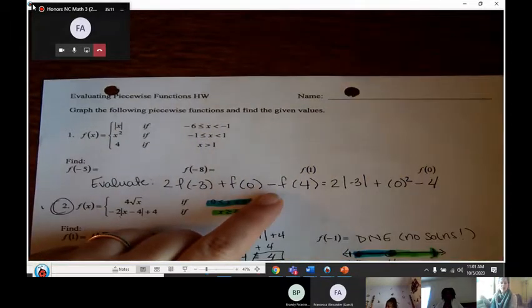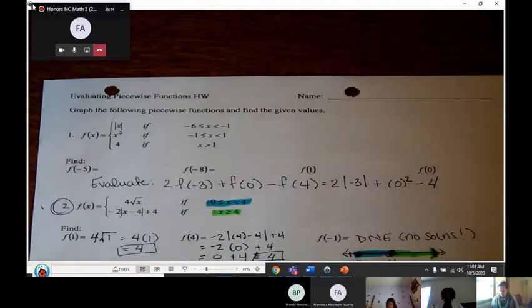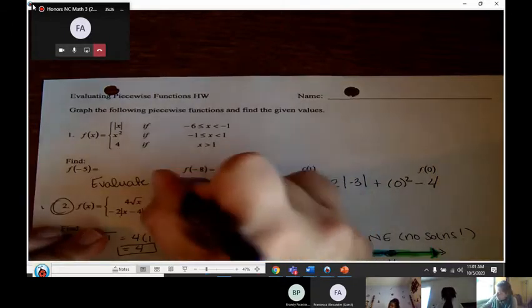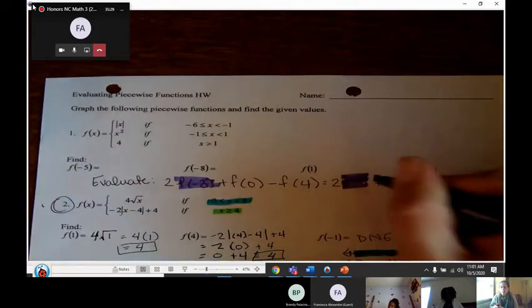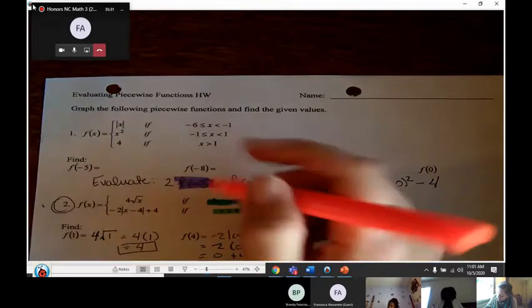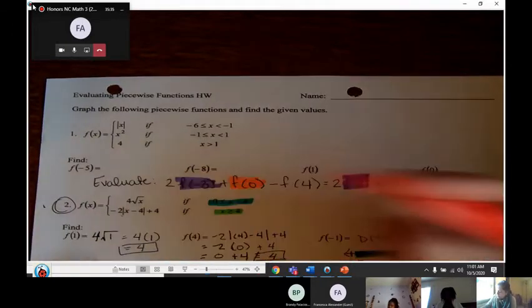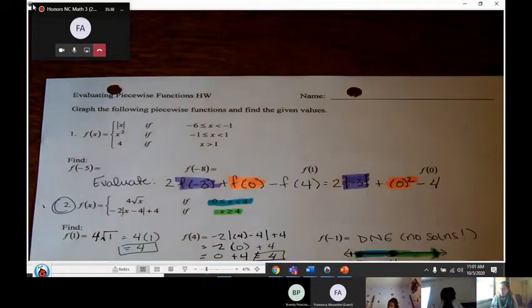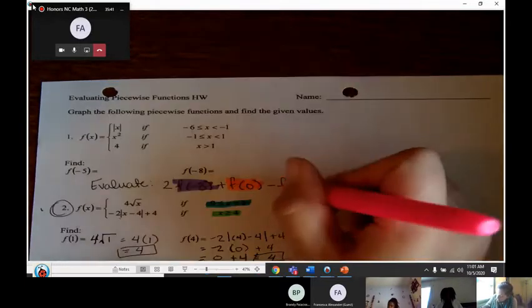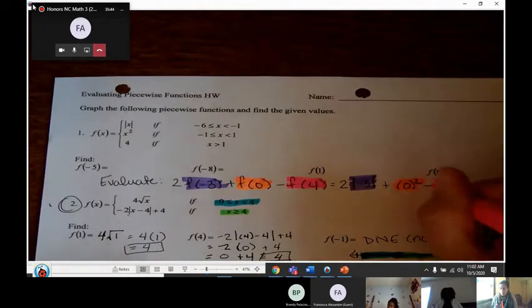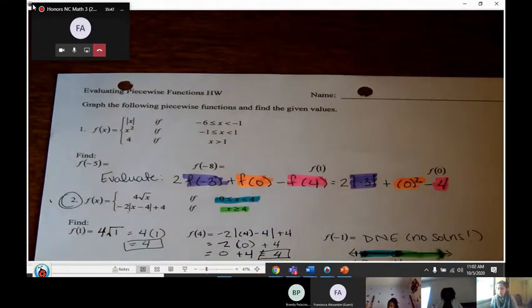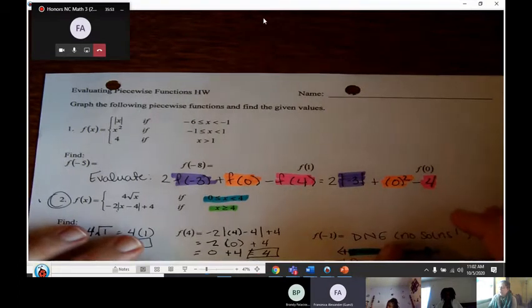Okay, so maybe this will help. Let me get some more colored highlighters. I need one more color. There we go. So the f of -3, we replace with this. The f of 0, we replace with this. And the f of 4, we replaced with the 4. Okay, so does everybody see all the substitutions we made there? Yes. Okay, so now let's actually simplify this.